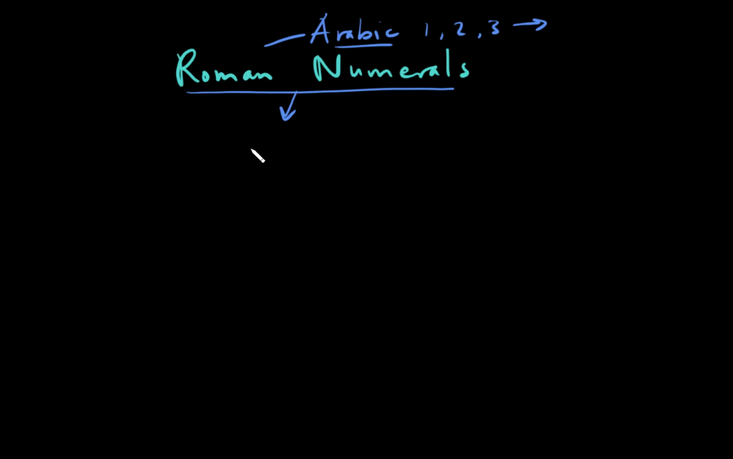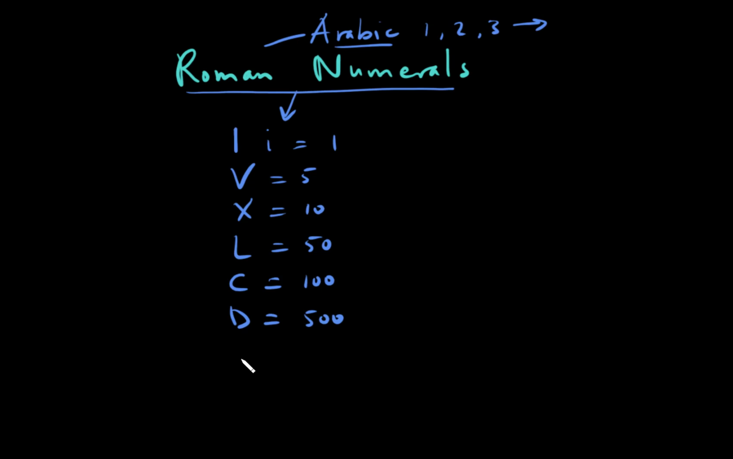So we use 7 letters to represent them, and we start with I. I, or lowercase i, equals 1. Then we have V, that equals 5, X equals 10, and then we have L equals 50, C equals 100, D equals 500, and M equals 1000. And those are the letters that we use to designate the different numbers, and then we can combine them to make particular numbers.